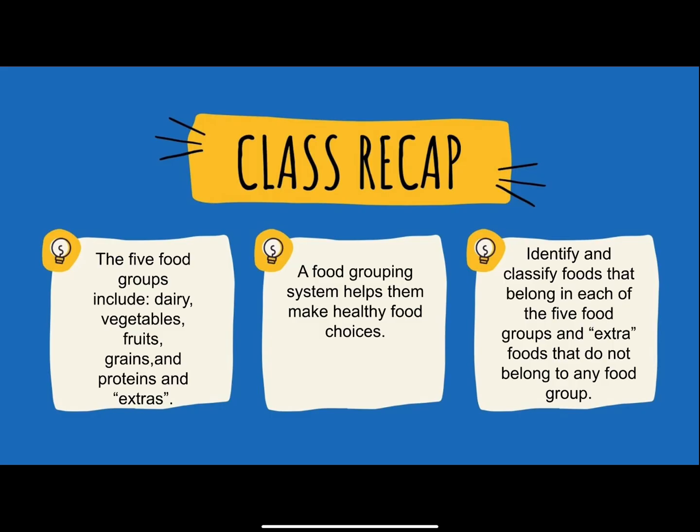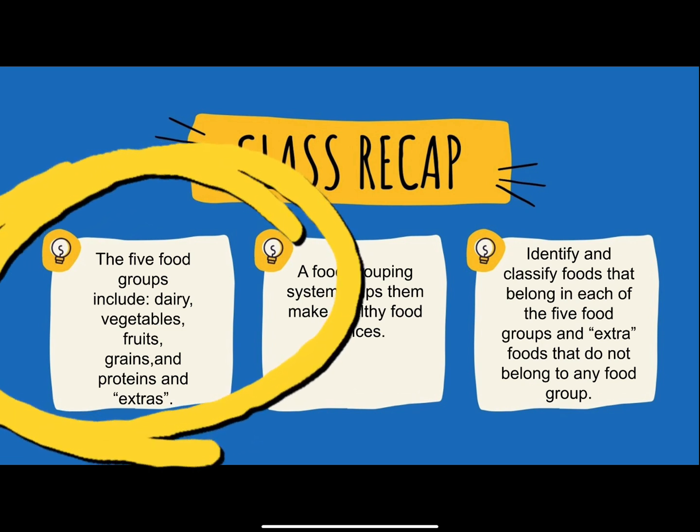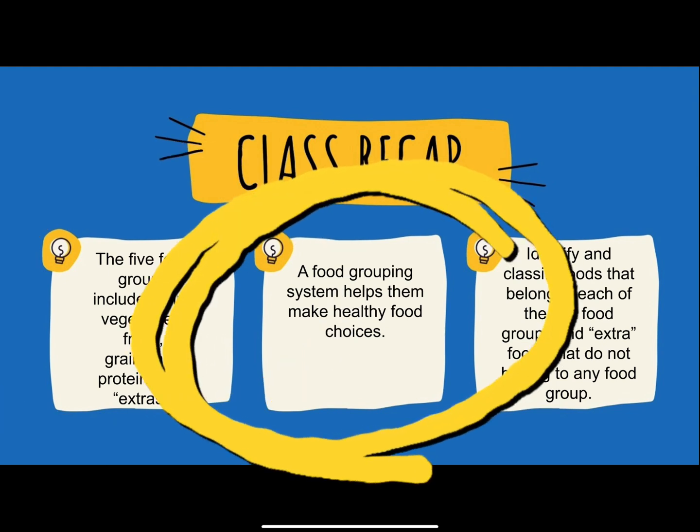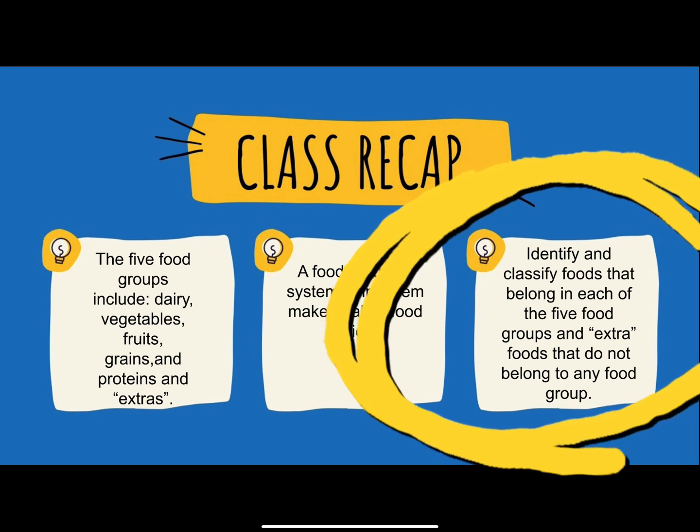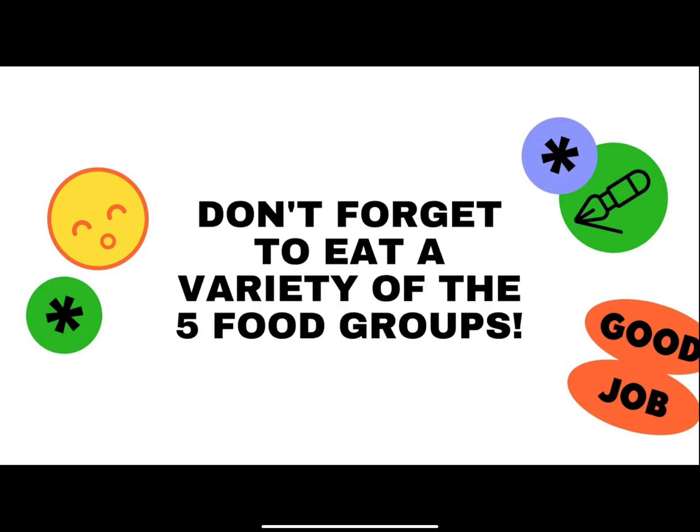Class recap. The 5 food groups include dairy, vegetables, fruits, grains, and proteins, and then there are the extras. A food grouping system helps you make healthy food choices. And identify and classify foods that belong in each of the 5 food groups and extra foods that do not belong to any food group. Don't forget to eat a variety of the 5 food groups.